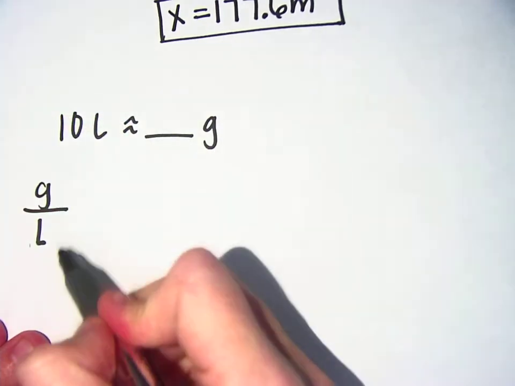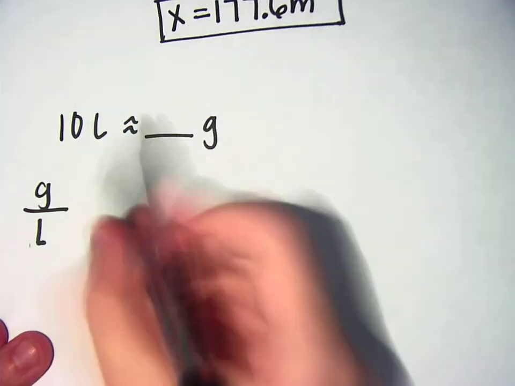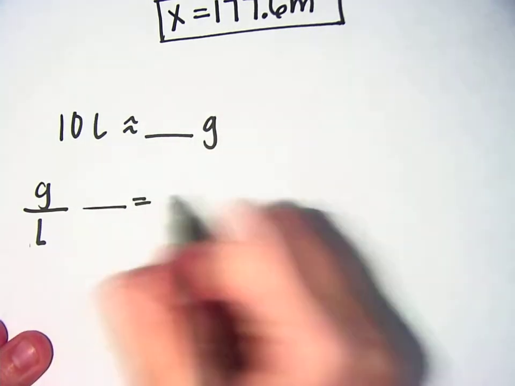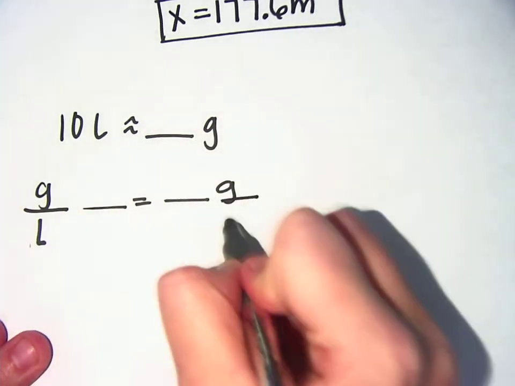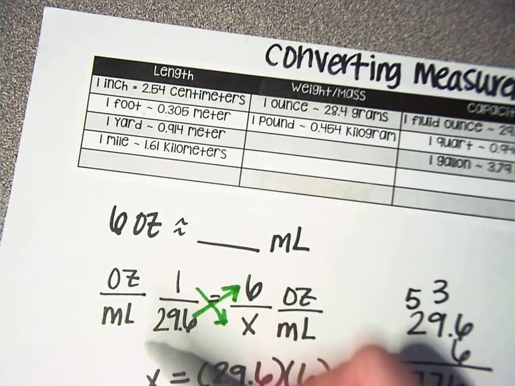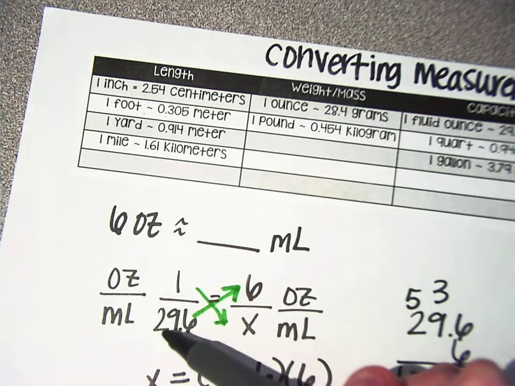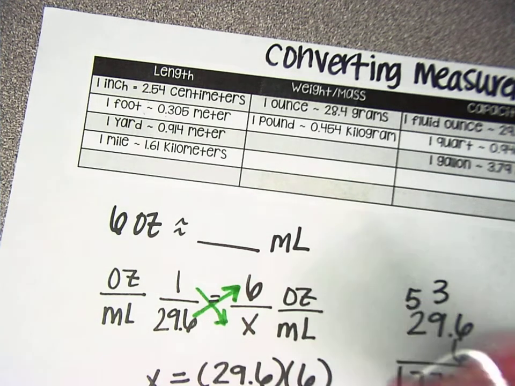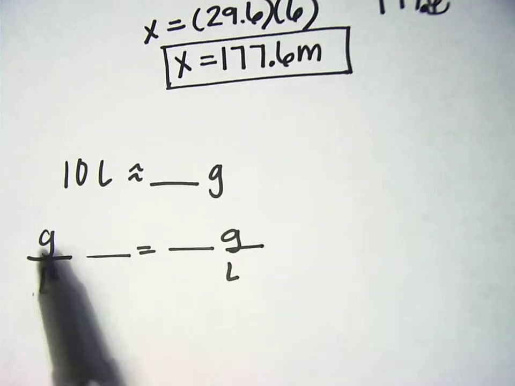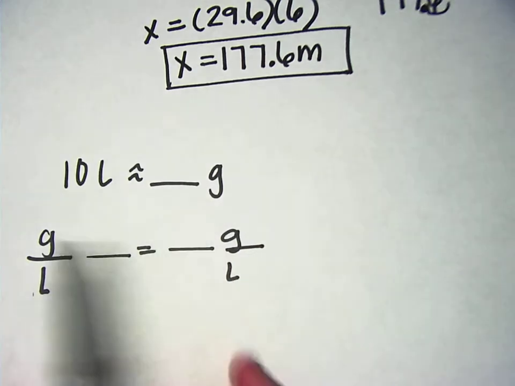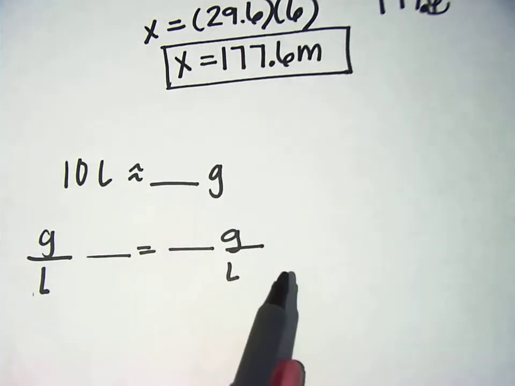And remember, it doesn't matter which label goes on top of the other, as long as you have them the same on both sides of your proportion. This right here is your proportion. That shows that 1 ounce and 29.6 milliliters is equal to 6 ounces and 177.6 milliliters. So anyways, it doesn't matter which label goes on top, it doesn't matter which label goes on bottom, as long as you have them set equal to each other.